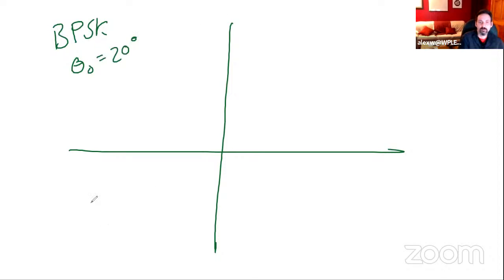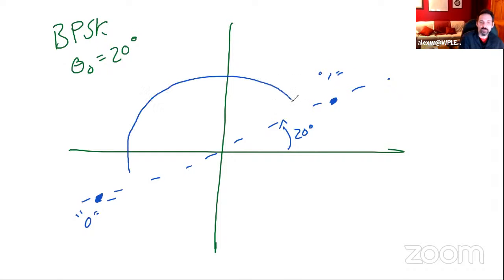What we would have is a 20-degree rotation, same distance away from the origin, and this would be the binary 1, and that would be the binary 0. But the overall phase rotation between binary 1 and binary 0 would still be 180 degrees. Beautiful. Seriously, this is absolutely fantastic. So this is I, and this is Q.